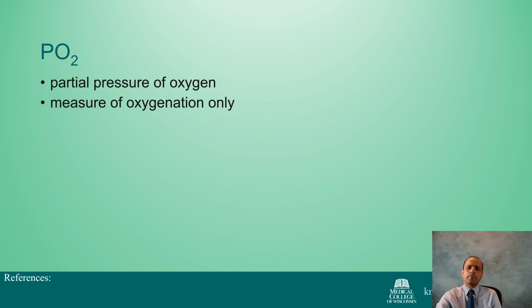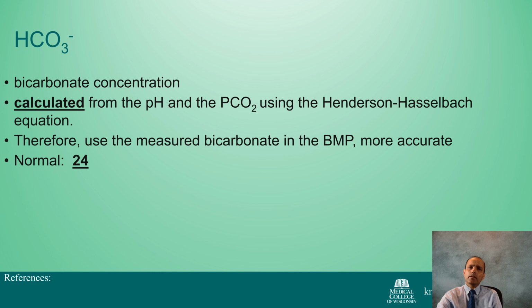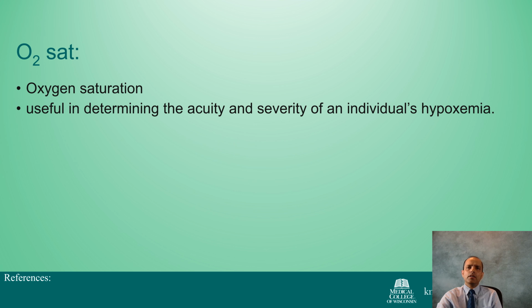PO2 is partial pressure of oxygen. It's a measure of oxygenation only. Bicarbonate in ABG is calculated. It's not measured. So that's why we use BMP bicarbonate, and the normal number is 24. And oxygen saturation is useful in determining acuity and severity of individuals' hypoxemia.